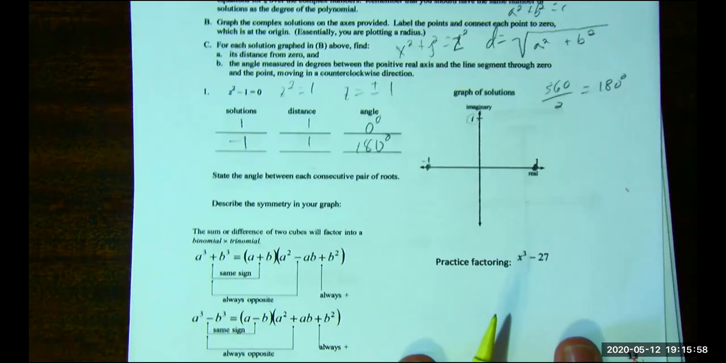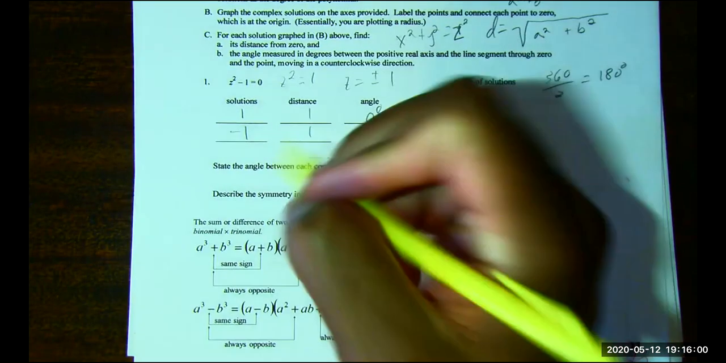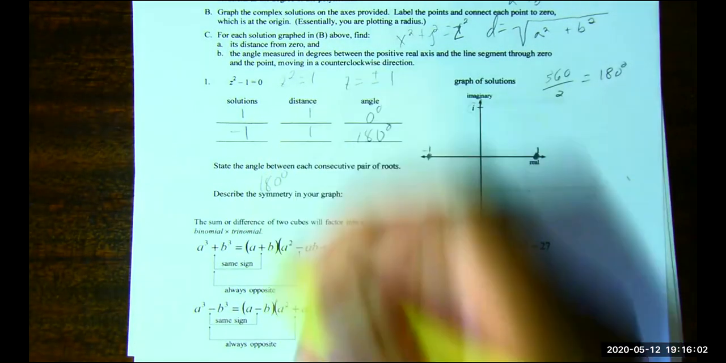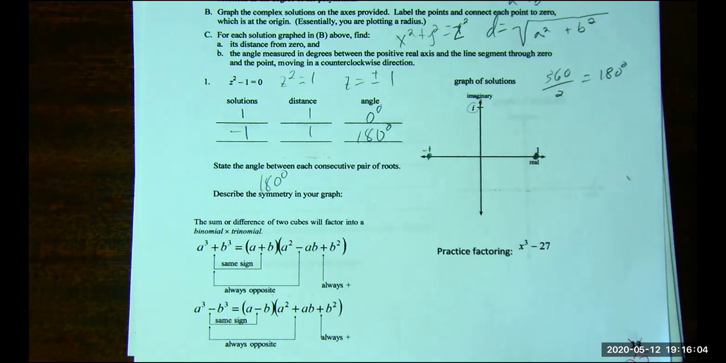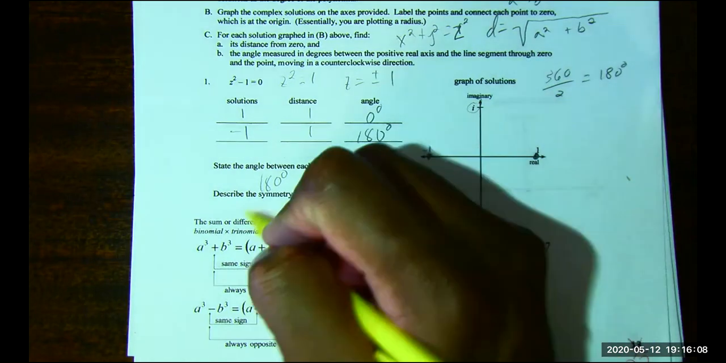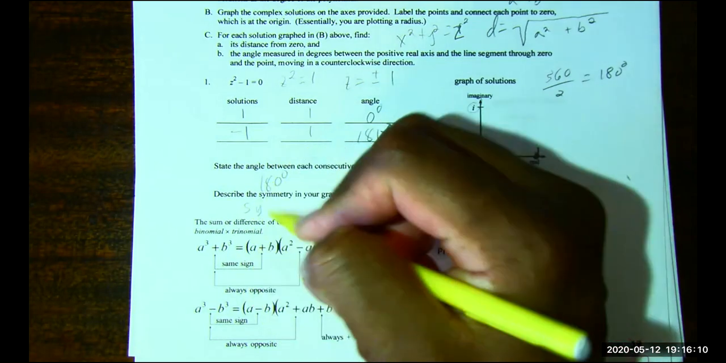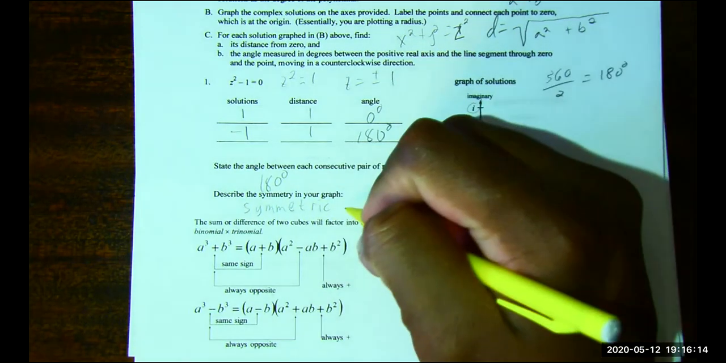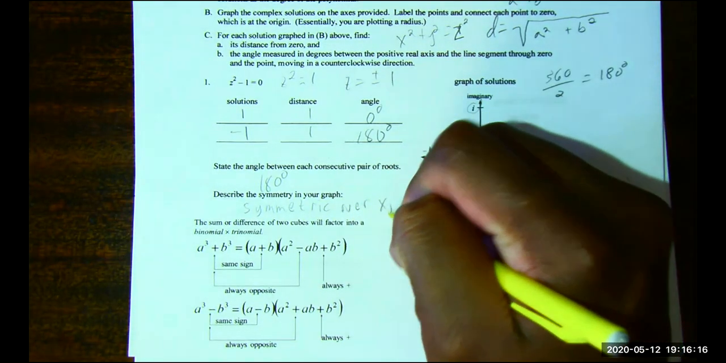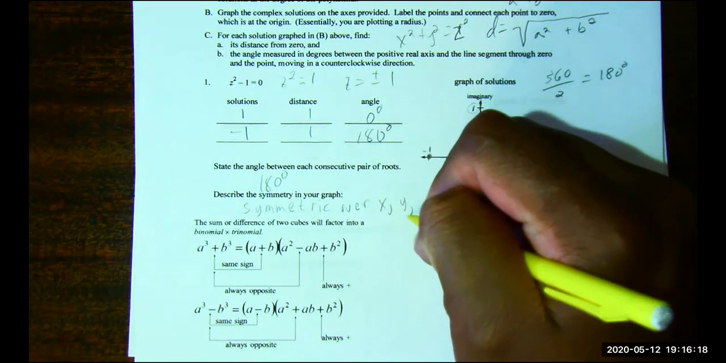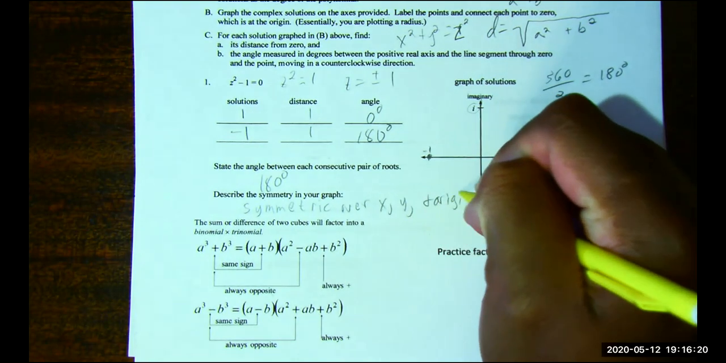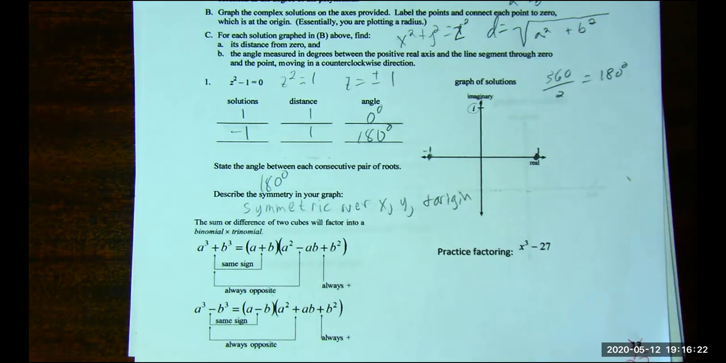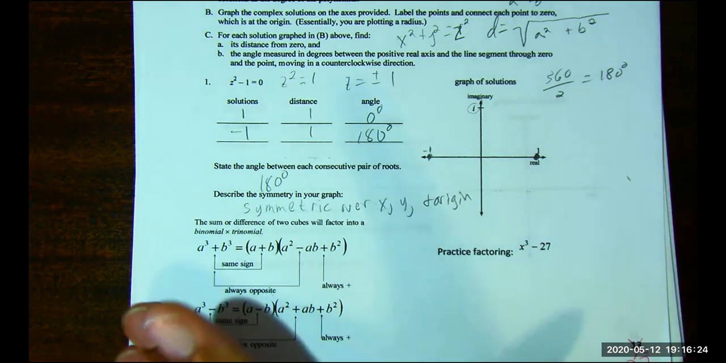State the angle between each of the consecutive pairs of roots: 180 degrees. Symmetric over the x-axis, the y-axis, and the origin. You don't have to know about what it's symmetric over. It's just helpful. Over x, y, and origin. Okay, there you go. Of course, these answers will be posted as well.